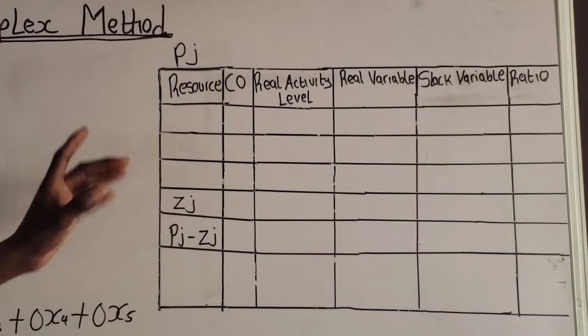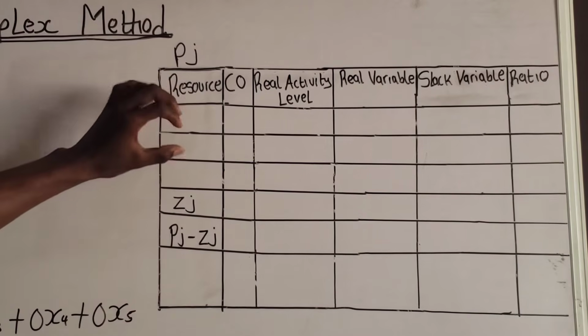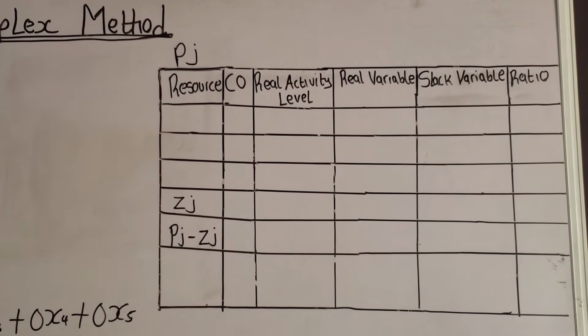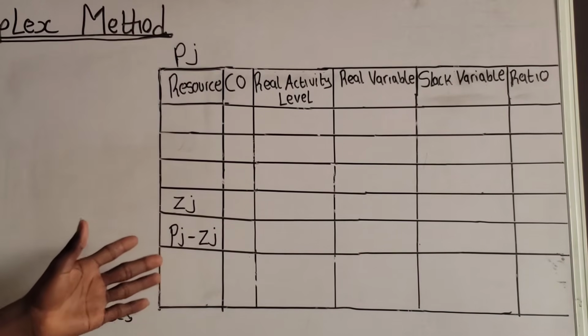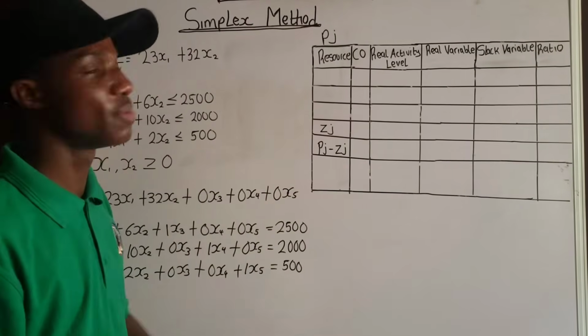And Zj is the total amount of outgoing profit as a result of exchange between 1 unit of column variable and 1 unit of the basis variable. And Pj minus Zj is the net exchange. Okay, let's fill this table.